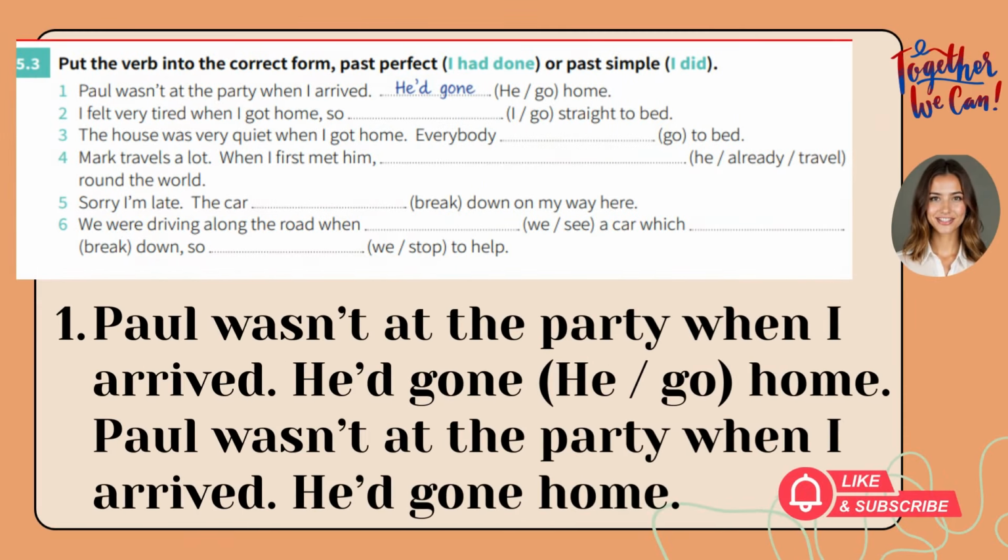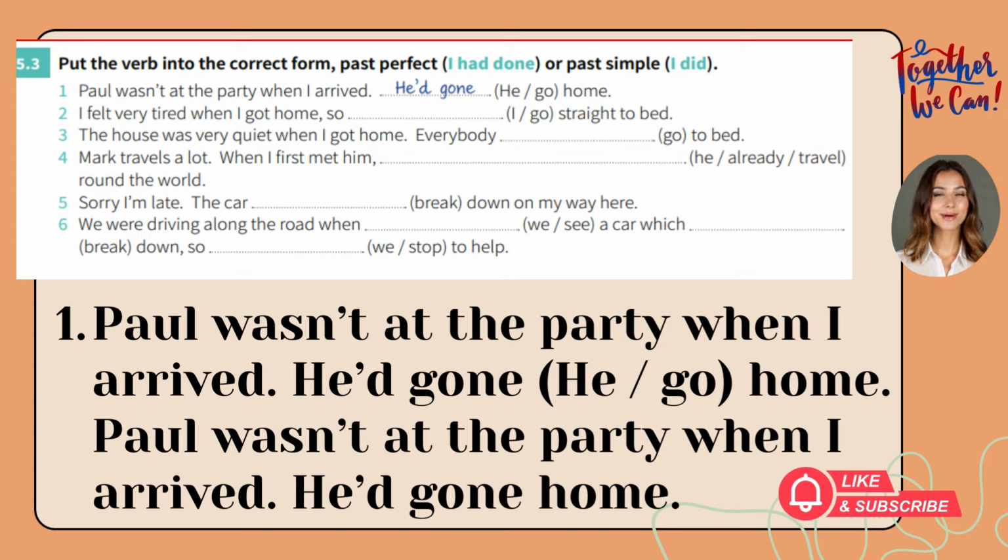Great, let's do exercise 15.3. Put the verb into the correct form, past perfect, "I had done," or past simple, "I did." The first sentence is: Paul wasn't at the party when I arrived. He'd gone (go) home. Answer is: Paul wasn't at the party when I arrived. He'd gone home. Now, I'll explain why this sentence uses the past perfect and not just the past simple.